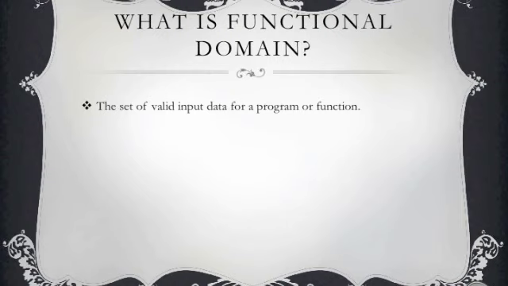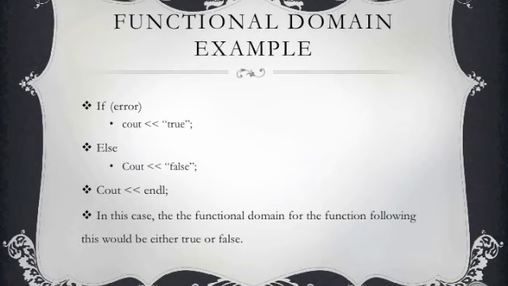In this case, the functional domain of the program is the output of the code that would be used for the code after this. In the next code, it would say if error equals true or false, because the only two inputs for this would be true or false. Thus, the functional domain becomes true or false.